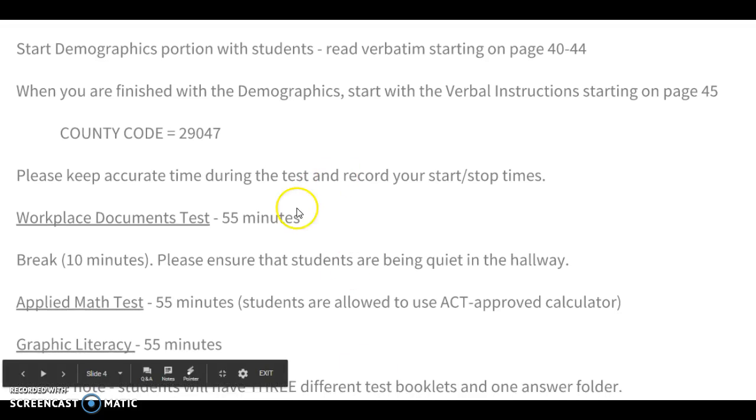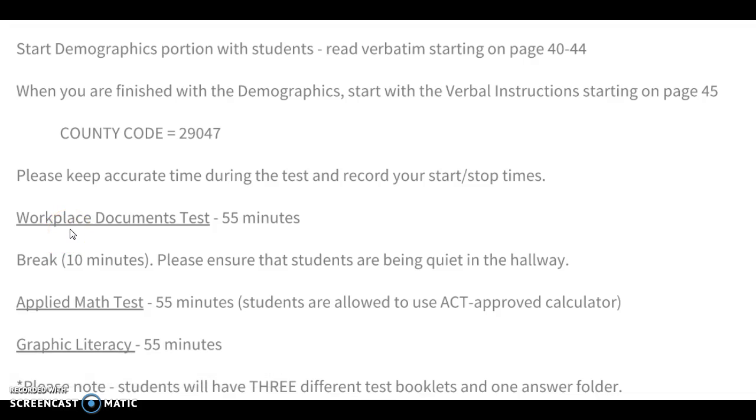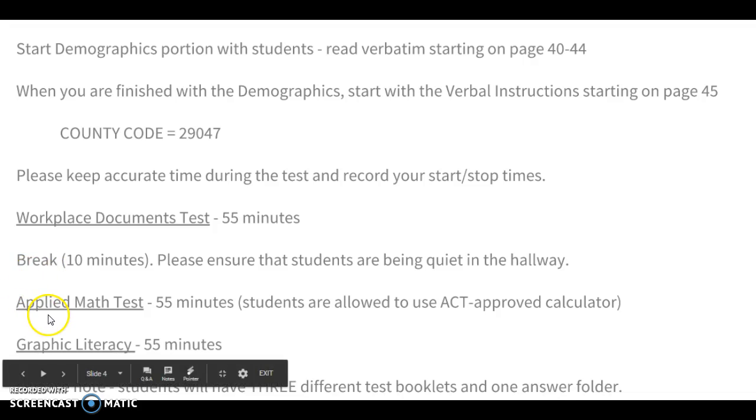So your students are going to be taking 3 different tests. The first test they will take is going to be the workplace documents test, and that's a 55-minute test. After that, they'll have a 10-minute break, 15 minutes if you think they need some extra minutes, but please ensure that they're being quiet in the hallway and that also that your test booklets are kept safe and secure in the classroom. After that, they'll take an applied math test, and they are allowed to use an ACT-approved calculator on this test. And then the third one they'll be taking will be the graphic literacy test, and all these tests are 55 minutes long.